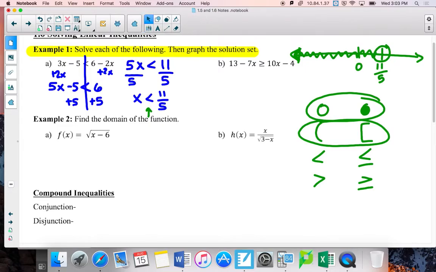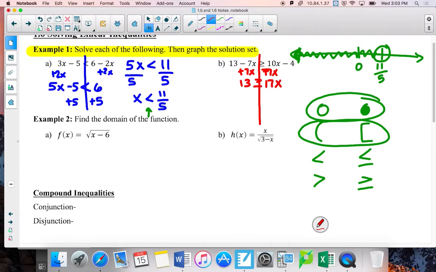All right, for part B, same exact thing. We're going to go ahead and solve for x. So the first thing that I would do here is I would add 7x. So that leaves me with 13 is greater than or equal to 17x minus 4. Add 4 to both sides. 17 is greater than or equal to 17x. Divide by 17. 1 is greater than or equal to x.